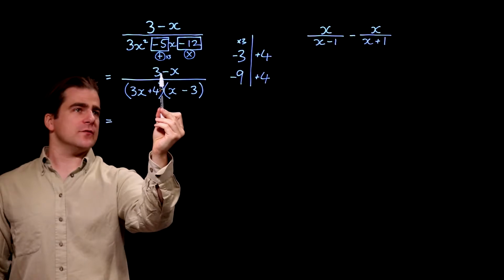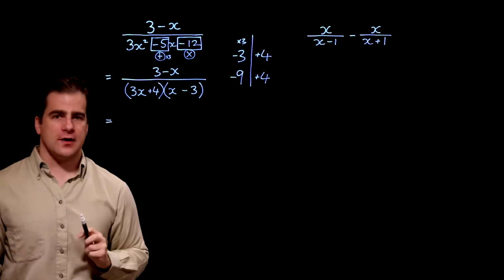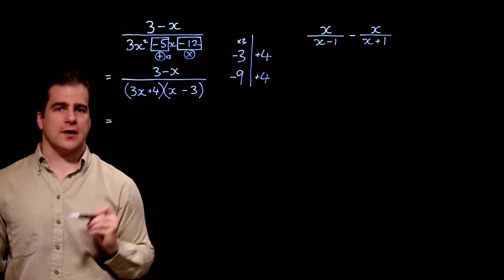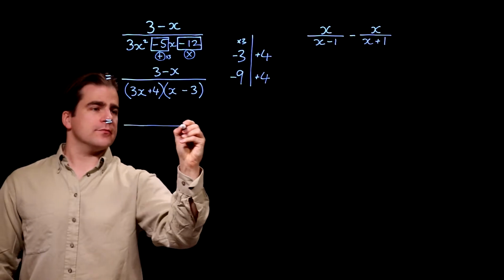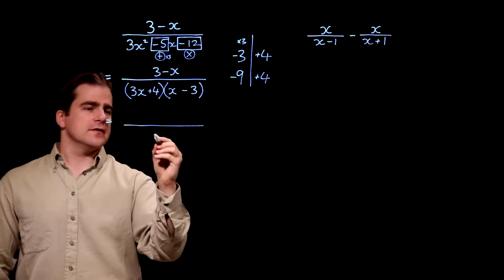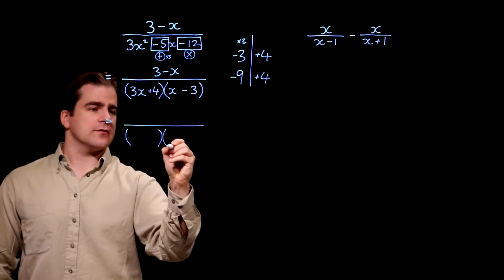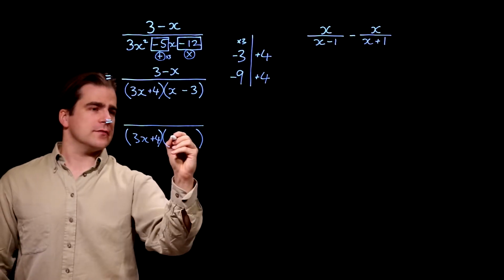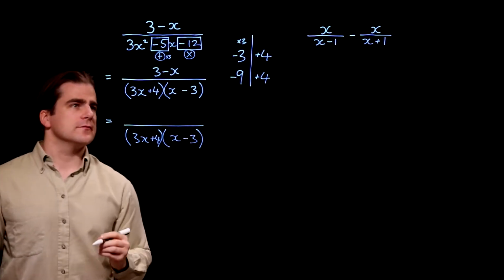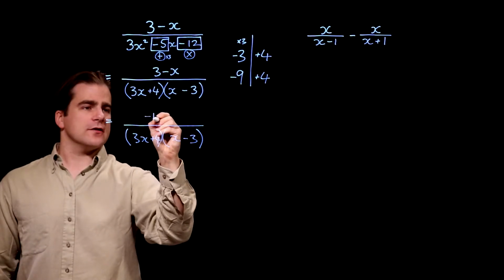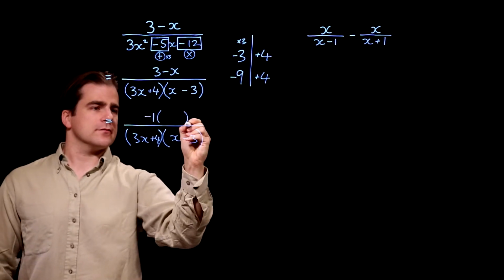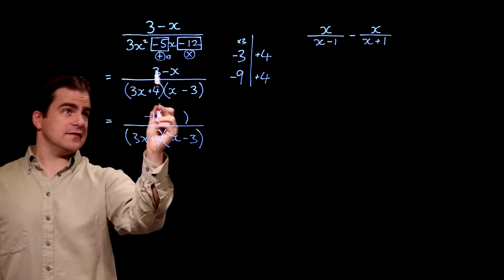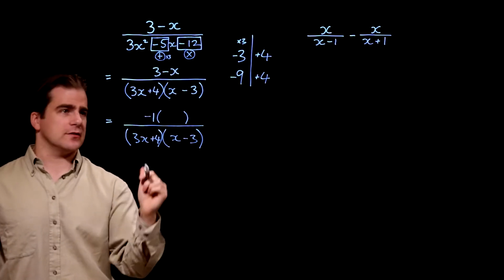Right, so now we have to deal with this being 3 minus x and that being x minus 3. Here's the little trick we're going to use. We're going to turn the top into x minus 3 by factorising, sort of factorising. We're going to pull out a factor of minus 1. So we're going to leave the bottom alone, 3x plus 4 and x minus 3. And we're going to pull out a factor of minus 1, because what that does is change the sign of all this. Because if we change the sign of all this, we get that. So that's what we want.